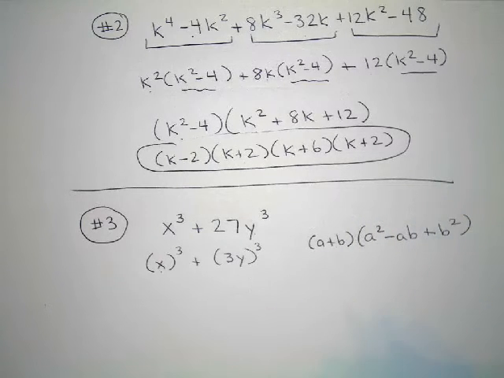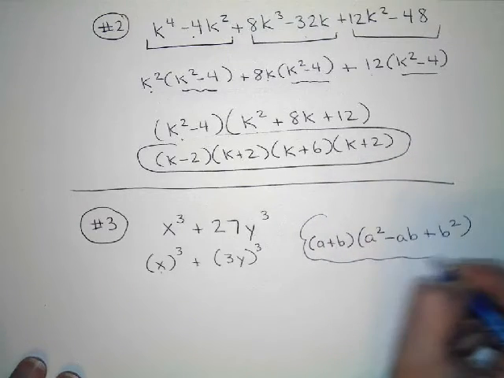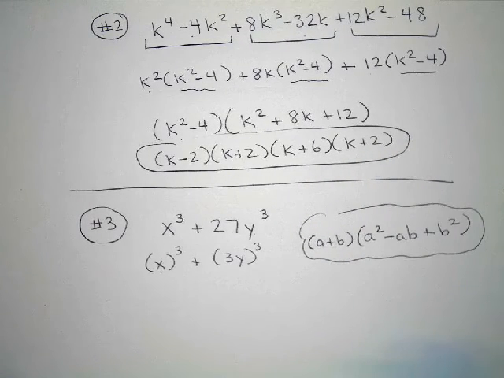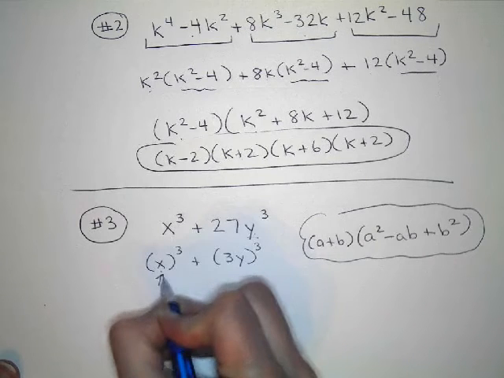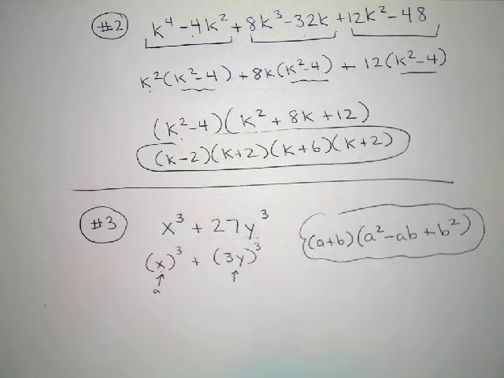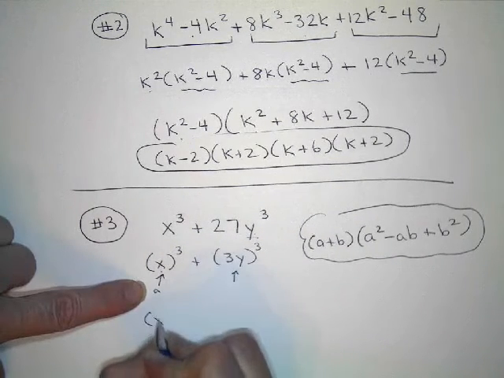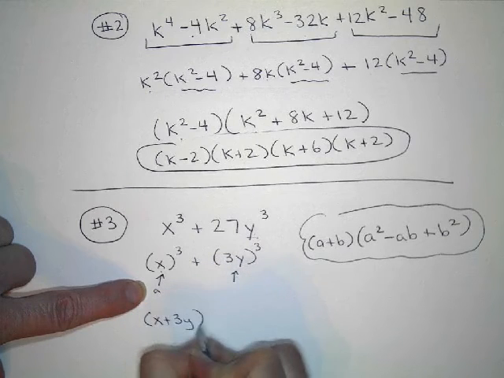And again, Regents, this doesn't come up often. This is just something that you need to have memorized. This is a structure you need to recognize as well. So when we use this as our A and this is our B, we end up with x plus 3y.